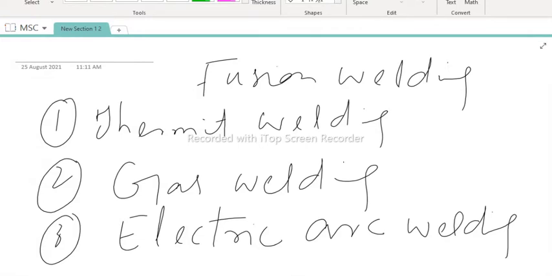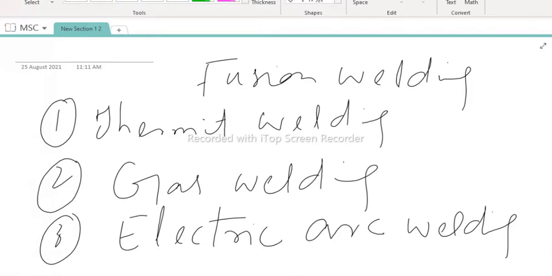What you do in casting, in a crucible, you melt certain metal, right? Then in the sand, you have a mold and you pour that metal into that sand mold, and you get the replica of the shape you want. Okay, so that is actually casting. So this thermit welding is more or less a casting type of thing.